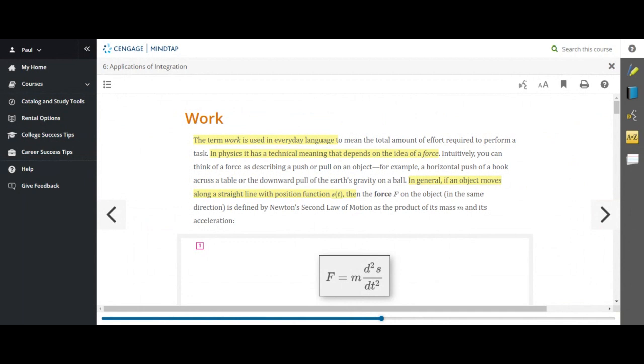So if an object moves along a straight line with a certain position function, then the force on the object is defined by Newton's second law of motion. Newton's second law of motion is force equals mass times acceleration. How many have heard of that? Newton's second law of motion. Okay, Opiemi and Helen and IB and Mark. Right, a number of you.